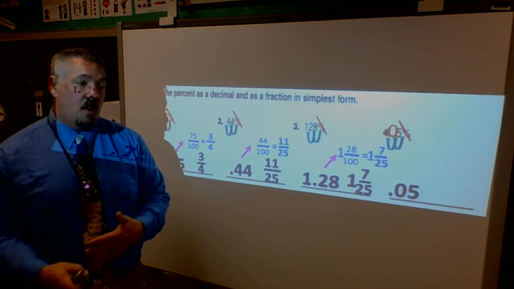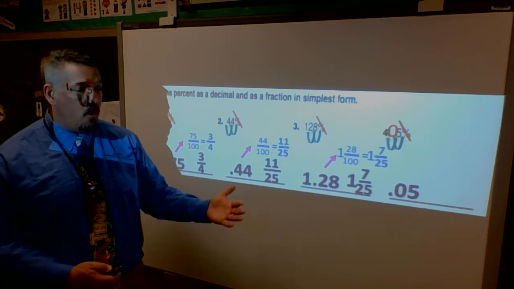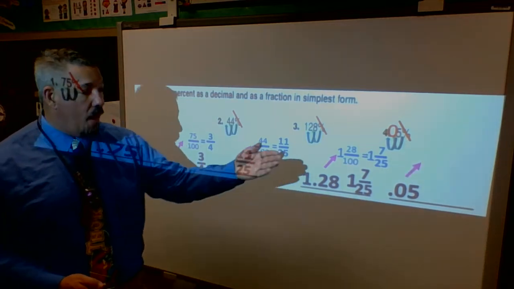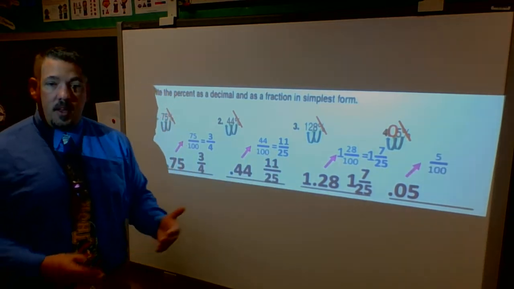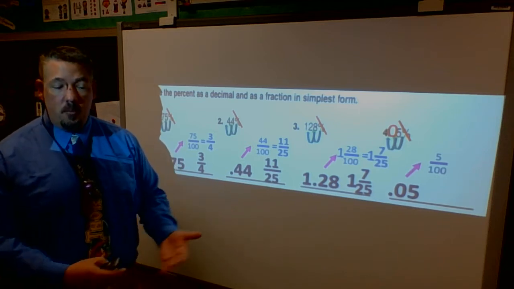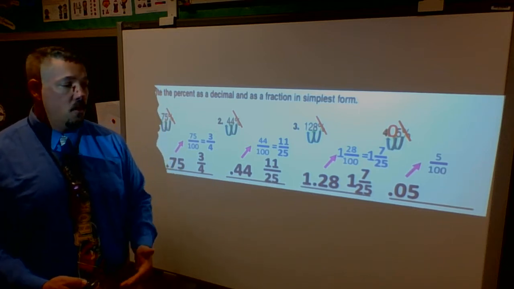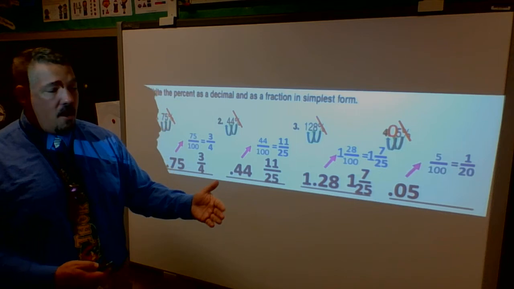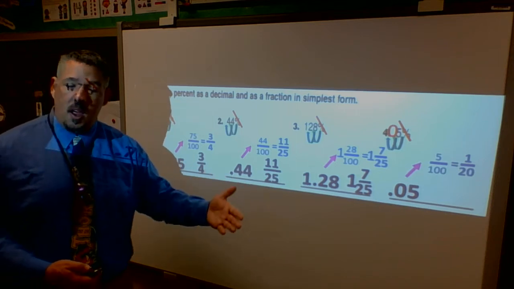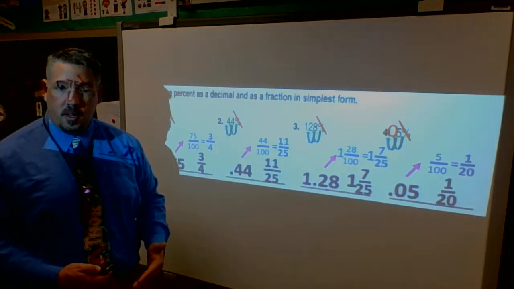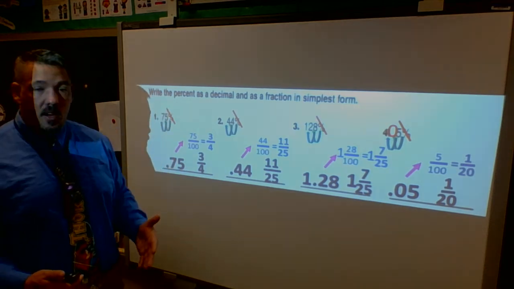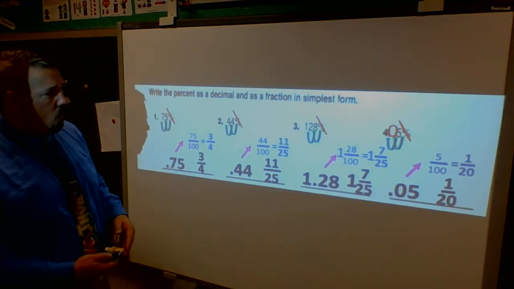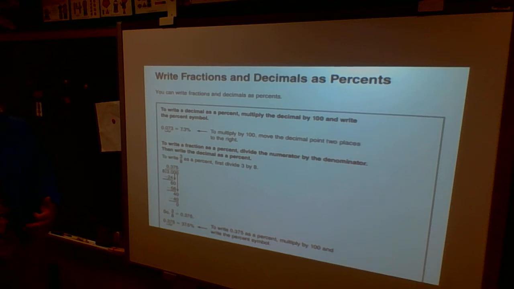hundredths. How do I write that as a fraction? Well, I write exactly what I'm saying. 5 over 100, and then I reduce. I know 5 will go into both of them because they both end with 5 and 0. 5 goes into 5 one time, 5 goes into 100 20 times, so it's 1/20. Pretty easy so far.